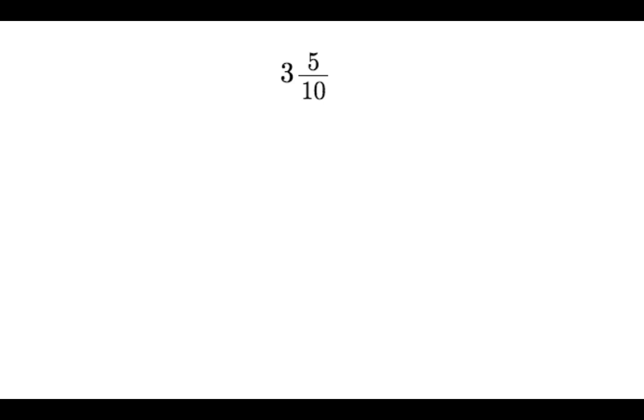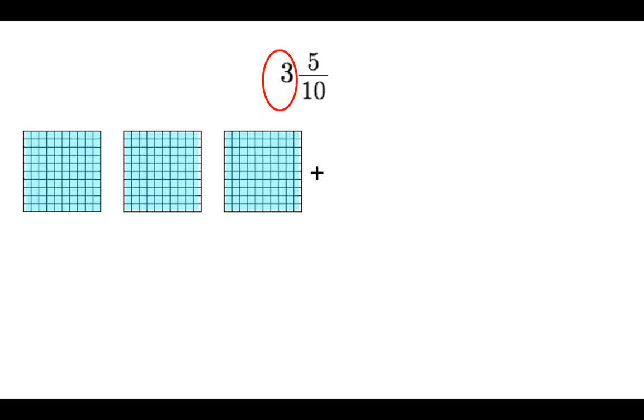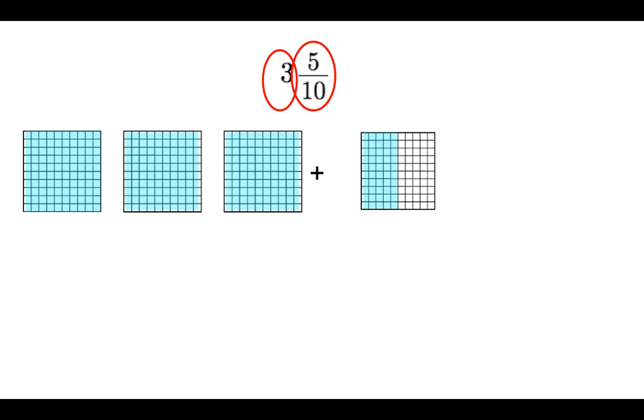Here we have the mixed number. This is 3 and 5 tenths. Here's what it would look like if we had a visual. The number 3 is a whole number. So here we have 3 wholes and they're all completely shaded. Then we have the fraction 5 tenths. That can be represented with the pictures you see here.